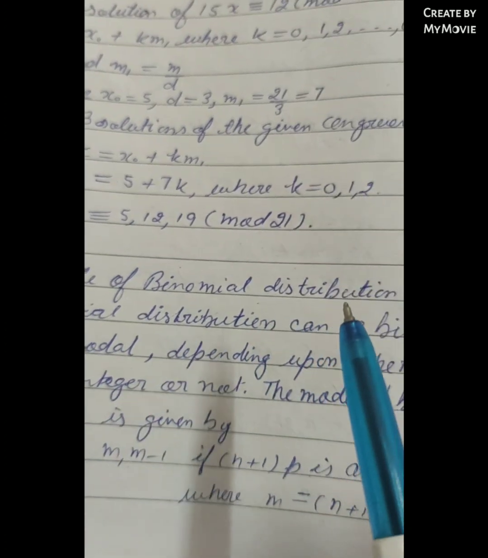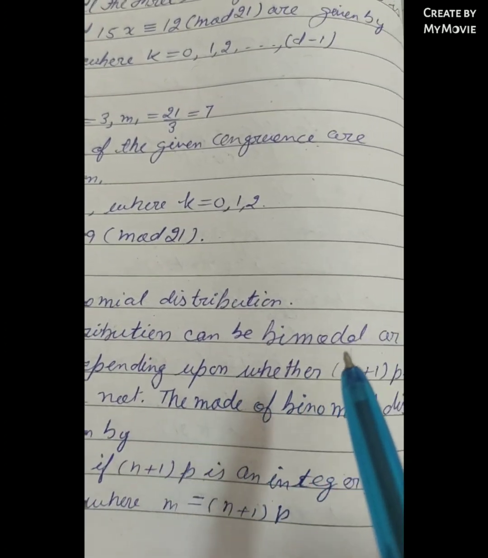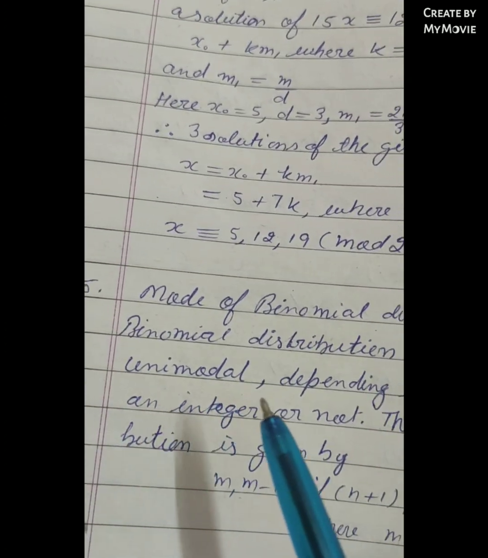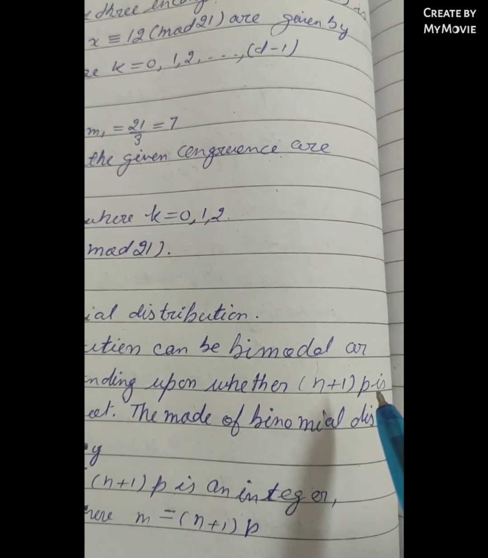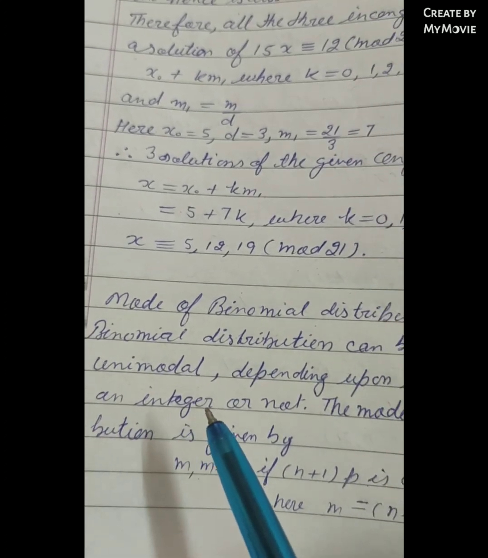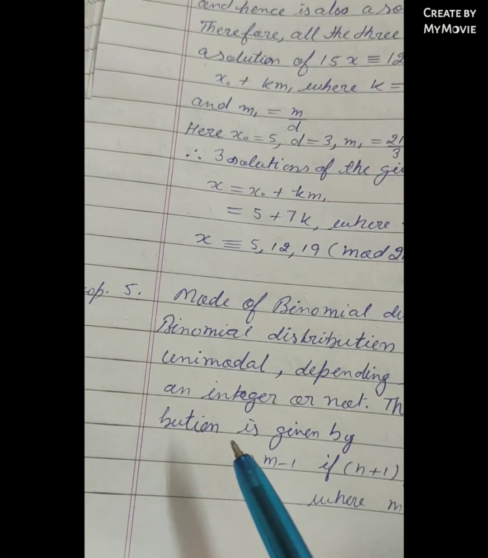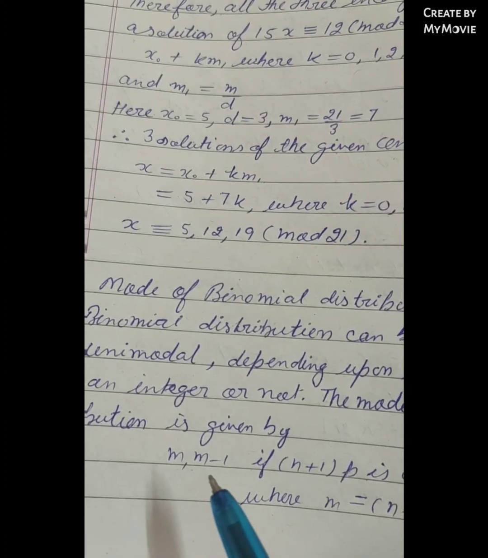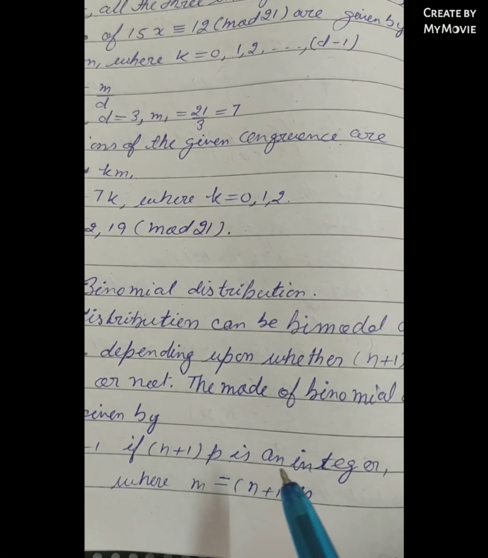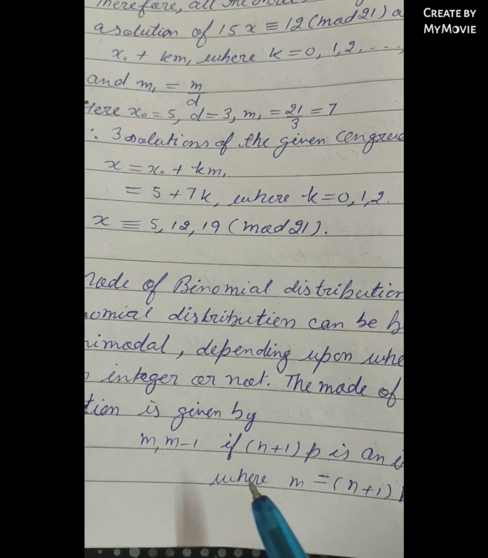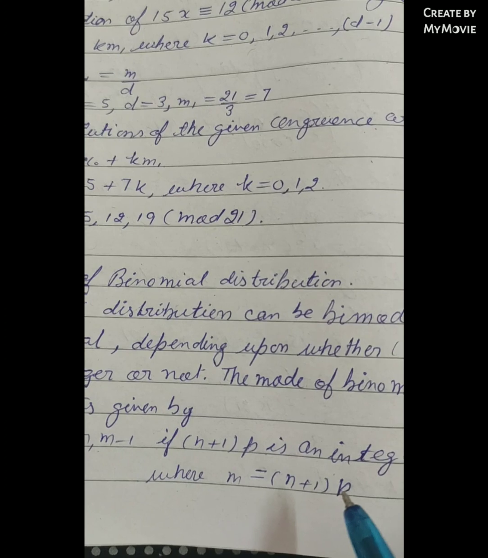Mode of binomial distribution. Now, binomial distribution can be bimodal or unimodal depending upon whether (n+1)p is an integer or not. The mode of binomial distribution is given by m, m minus 1 if (n+1)p is an integer, where m is equal to (n+1)p.